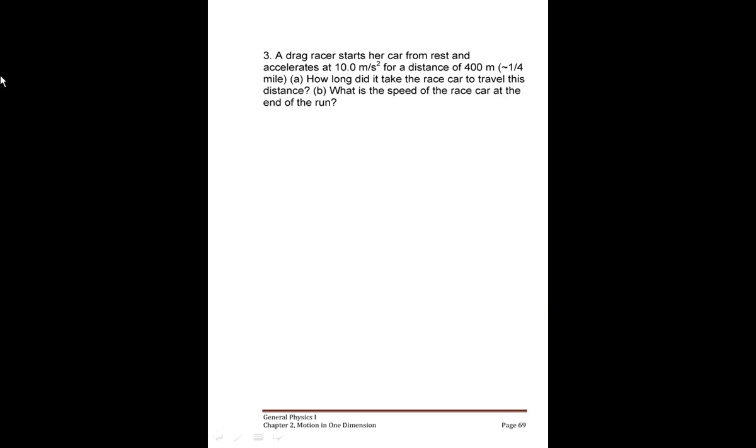A drag racer starts their car from rest and accelerates at 10 meters per second squared for a distance of 400 meters. How long did it take the race car to travel this distance? Let's just write down what we know. The car starts from rest, so v naught equals 0. Accelerates at 10 meters per second squared. That's positive because she is speeding up in the positive direction. The distance, I'll call it x, is 400 meters. And as usual, x naught is 0, but we don't need to write that.